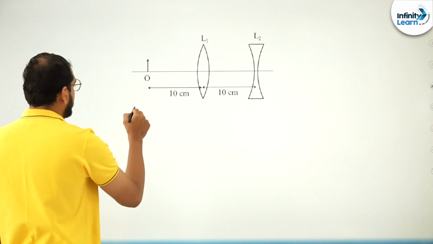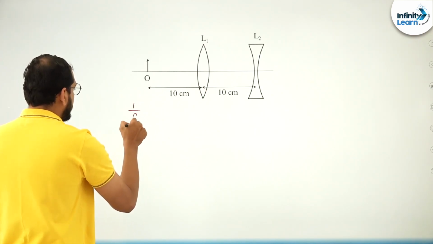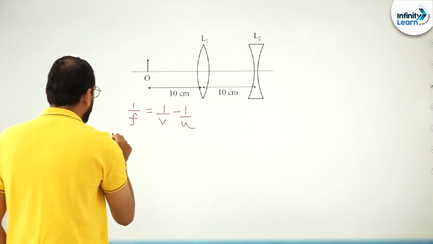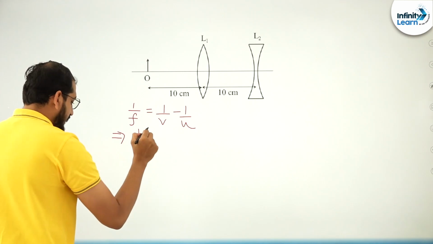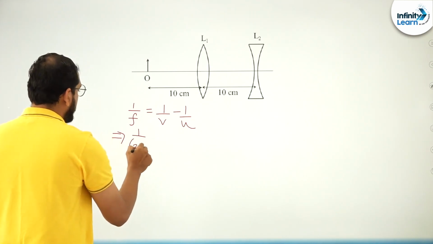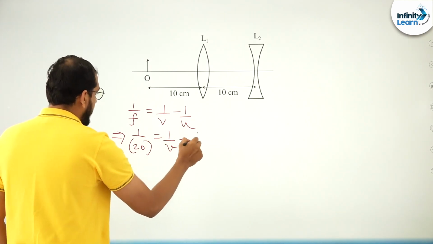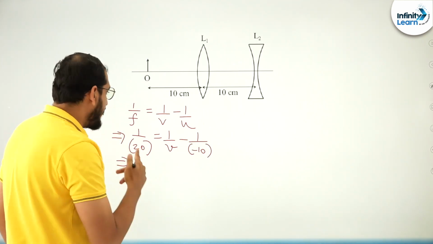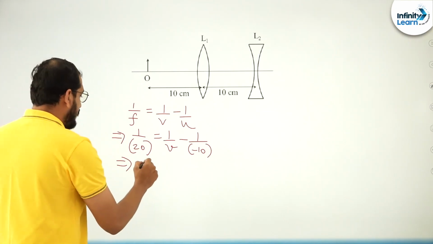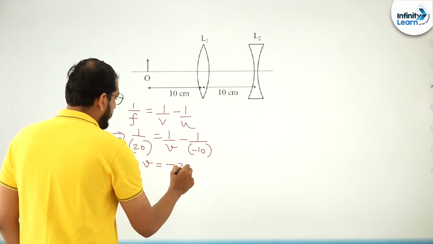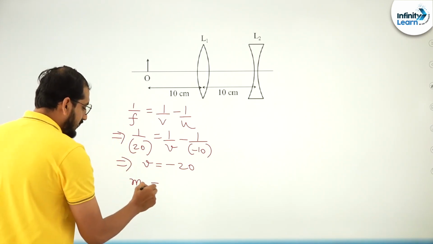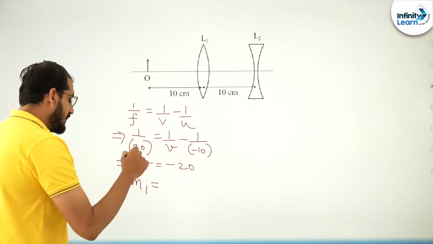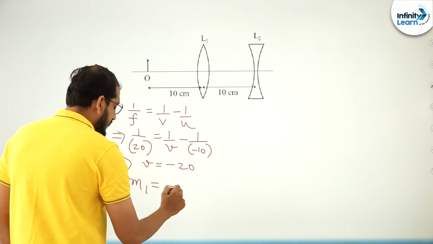So for the first lens, if I use the lens formula, that is going to be 1 by f equal to 1 by v minus 1 by u. The value of focal length we have already calculated, that is plus 20. The value of v I'm interested in, the value of u I'll put as negative 10. I'm using the sign convention very carefully, very important in such type of questions. So the value of v I'm going to get will be minus 20. Here, if I calculate the magnification, I'll use the formula plus v by u, again with the proper sign convention. My magnification will come out to be negative 2 here.